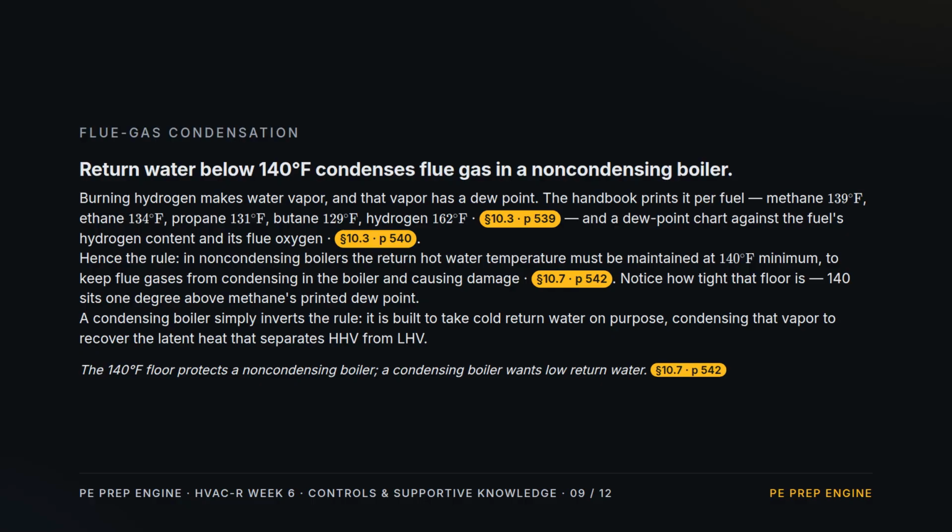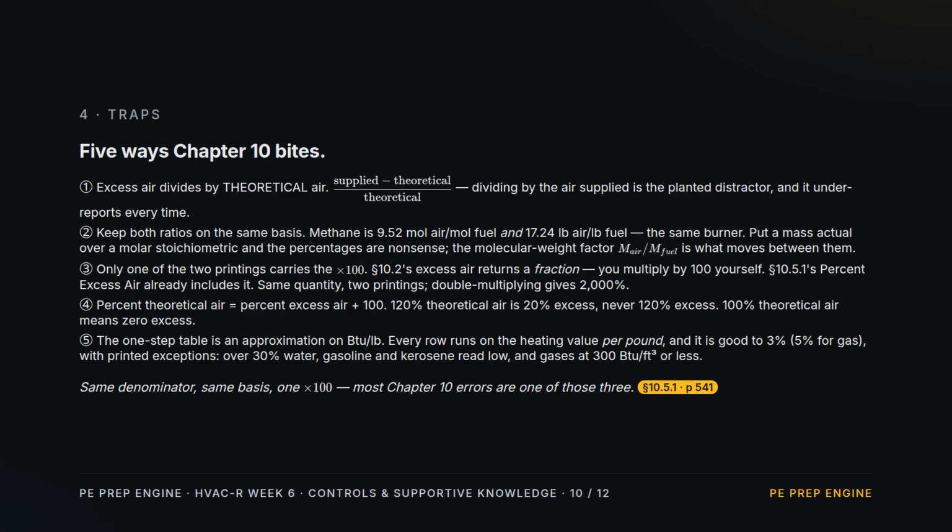A condensing boiler inverts the rule. It's built to take cold return water on purpose, condensing that vapor to recover the latent heat that separates the higher heating value from the lower. Traps. 1. Excess air divides by theoretical air. Dividing by the air supplied is the planted distractor, and it underreports every time.